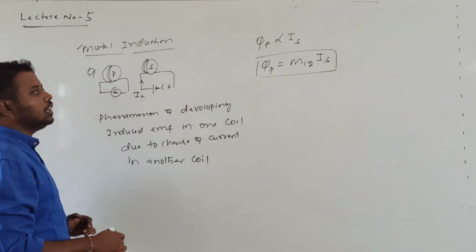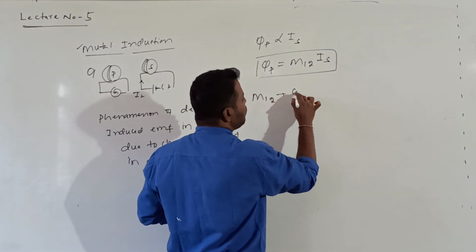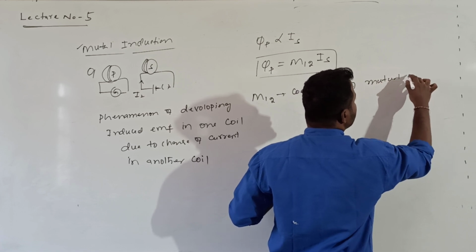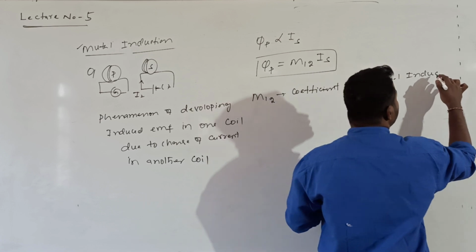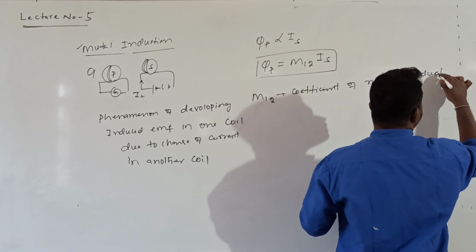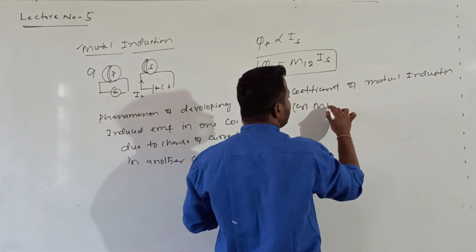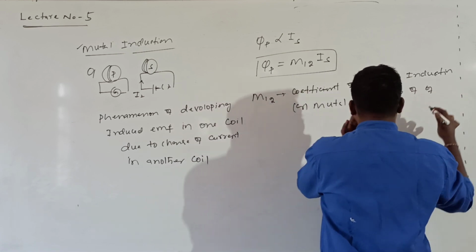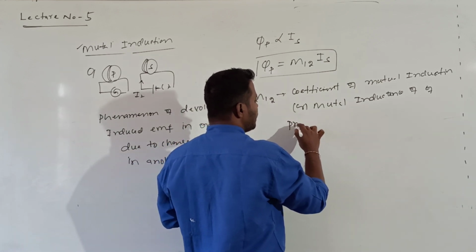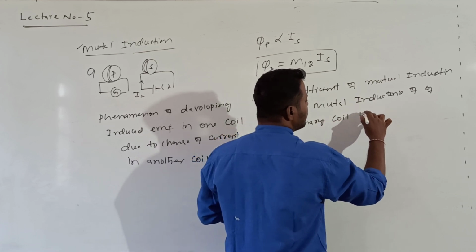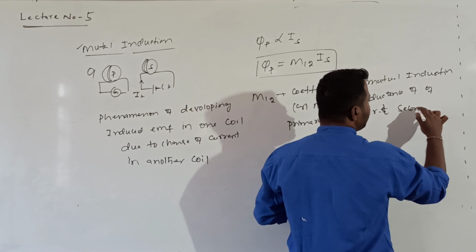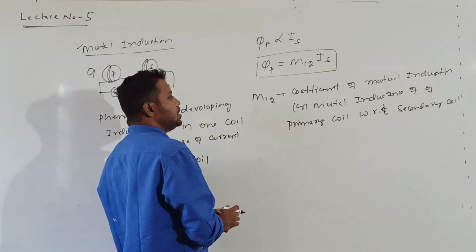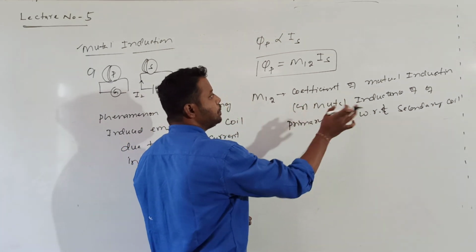What is the name of M12? M12 is the coefficient of mutual induction or coefficient of mutual inductance, or simply it is also called mutual inductance. Mutual inductance of which coil? Of the primary coil with respect to the secondary coil. Are you getting that? The name of M12 is the coefficient of mutual induction or mutual inductance of the primary coil with respect to the secondary coil.